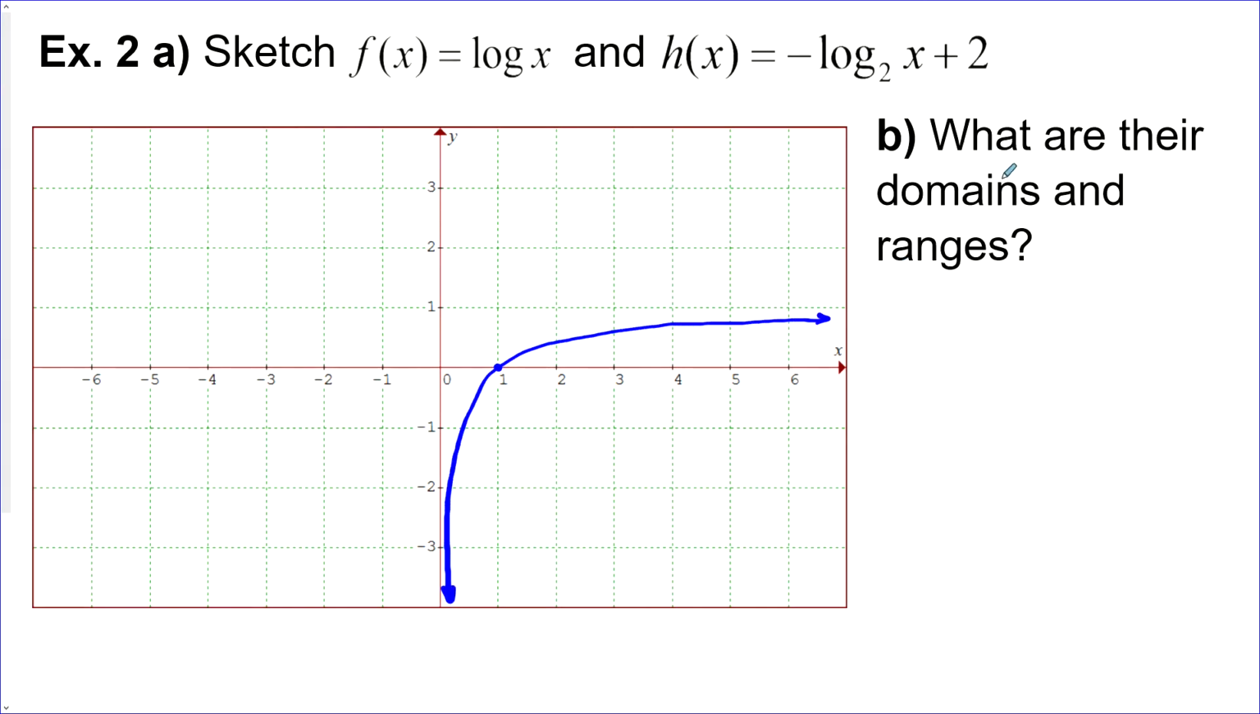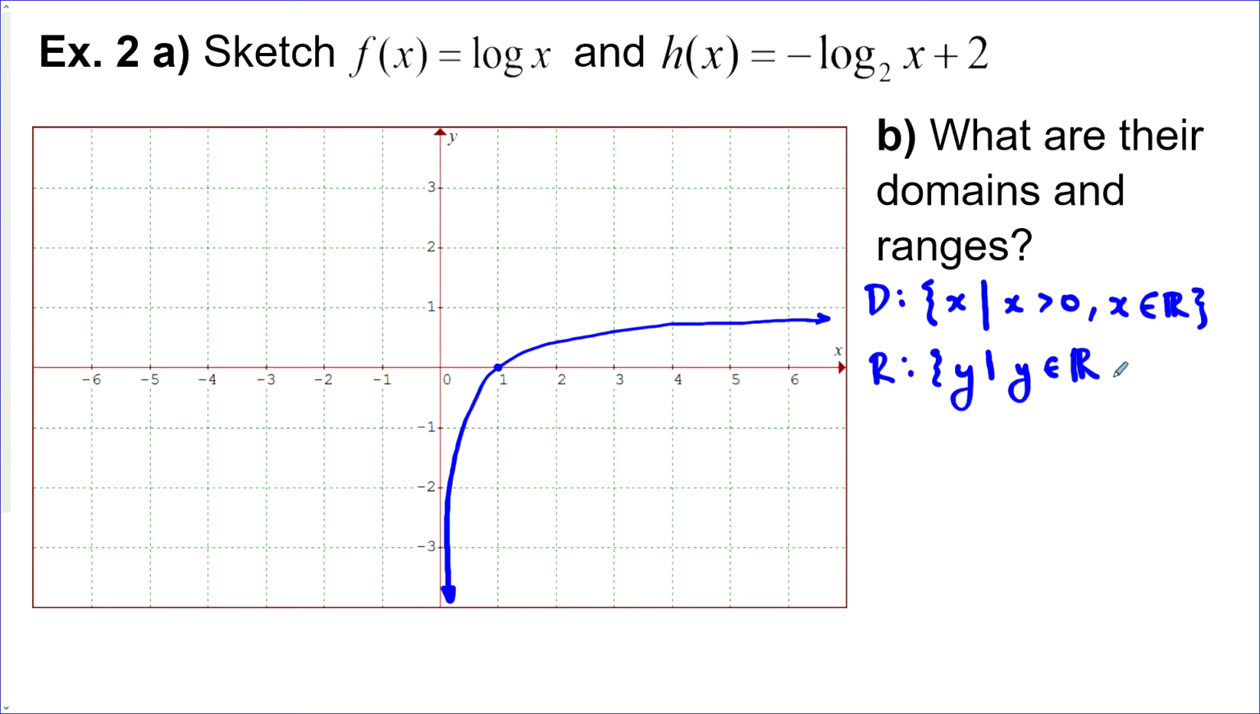And let's do the domain of f of x before we move on. Do that in set builder notation, so x is such that x is any real number greater than 0. And the range is just any real number because it continues on forever.